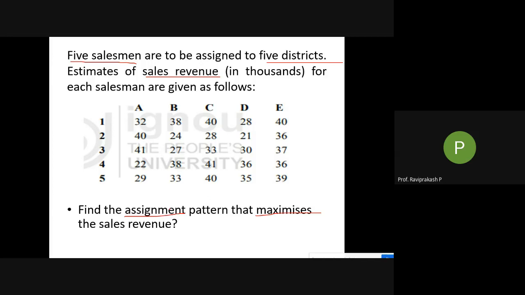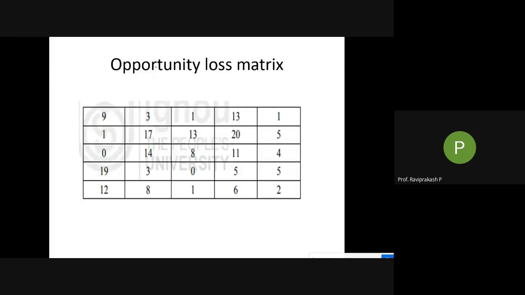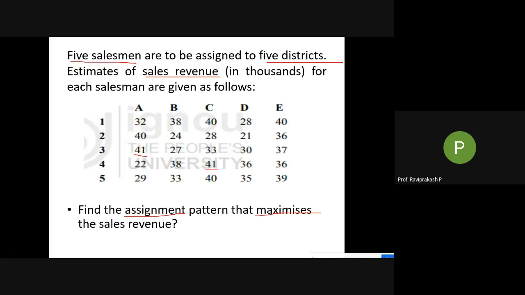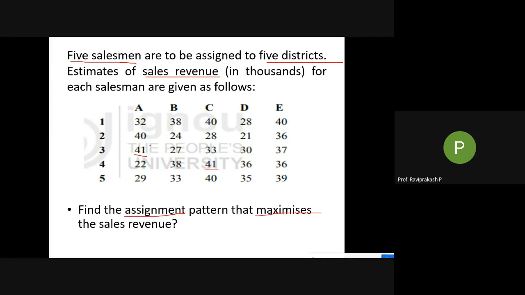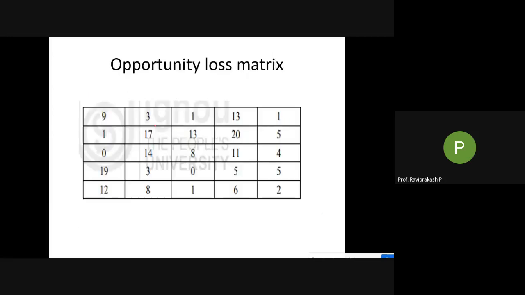So what we did is we found out the highest value in this particular matrix. It is 41. So we have subtracted all the other values from 41. After doing that, we get the opportunity loss matrix, or we are converting the maximization matrix to the minimization matrix. So if you see here, it is 32. 41 minus 32, we are getting 9. Here 41 minus 38, I am getting 3, and so on. This is the opportunity loss matrix. We have already taken this down.